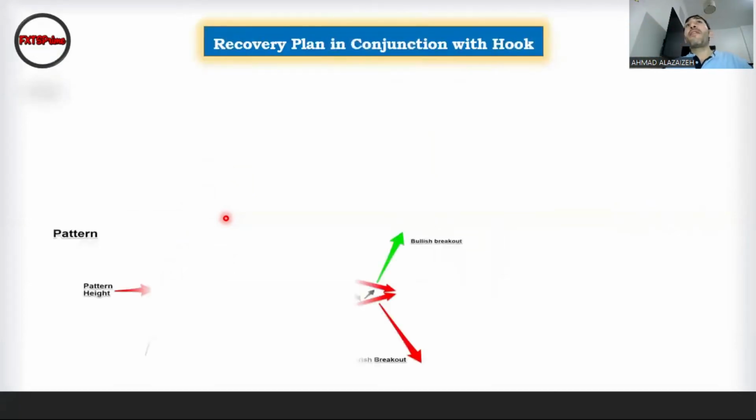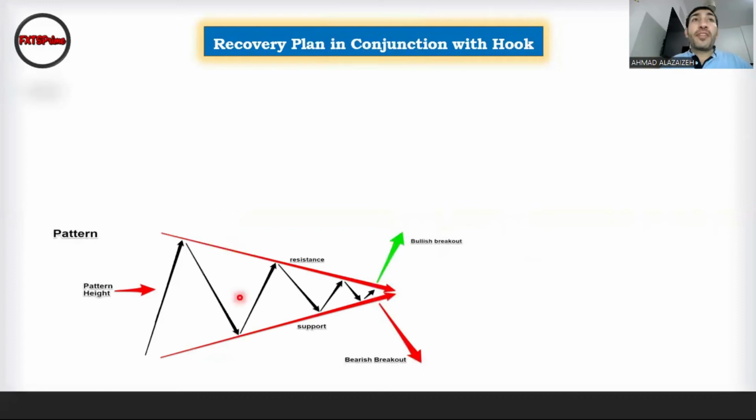Now, how to combine this hook strategy with the continuation pattern? We have all studied the continuation pattern, that it makes 1, 2, 3 resistance, then it's either breaking up or down. Okay. However, how does this hook strategy work with the continuation pattern? This is very important. Be careful.